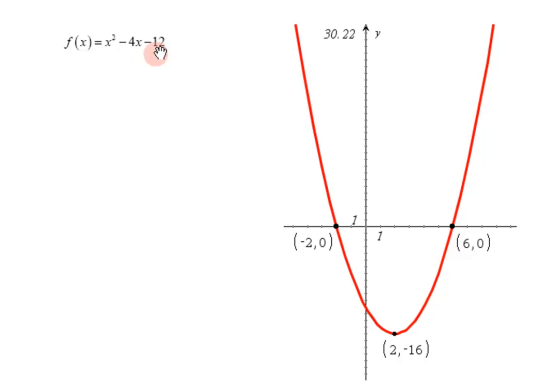You can find the vertex using the vertex formula, right? Minus the opposite of b over 2a and then put it in. So that's how I got the (2, −16). But how do we get the (6, 0) and the (−2, 0)?